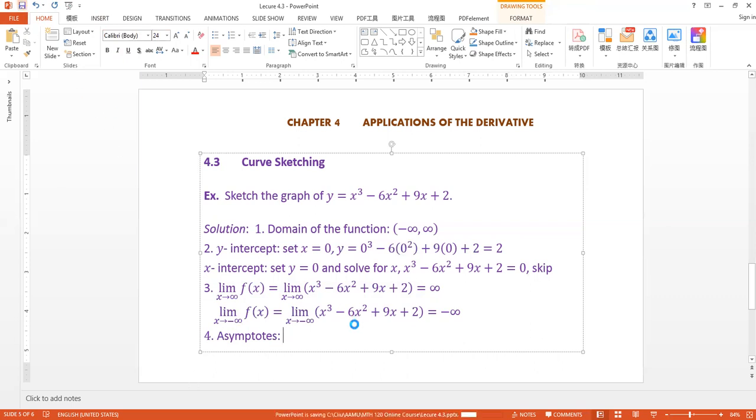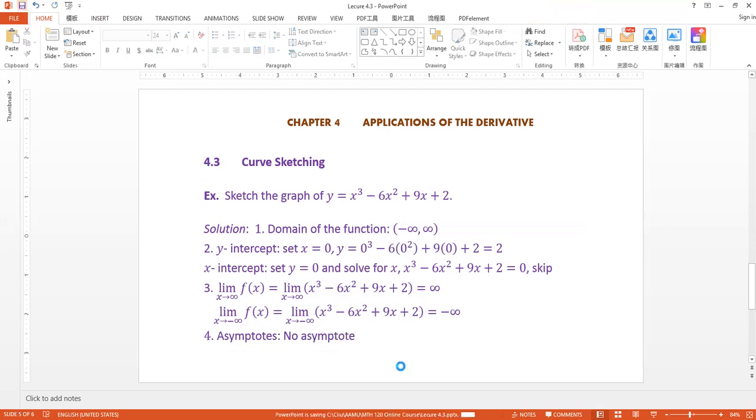Well, we have different types of asymptotes. We have horizontal asymptotes, vertical asymptotes, and oblique or slant asymptotes. All of those asymptotes appear in rational functions. In polynomials, there will be no asymptotes. So this one, we don't have to worry about that at all. So no asymptote.